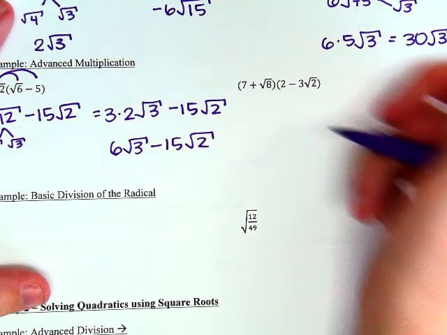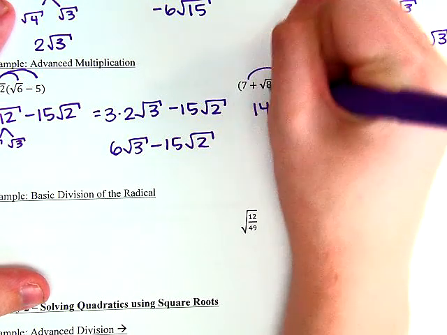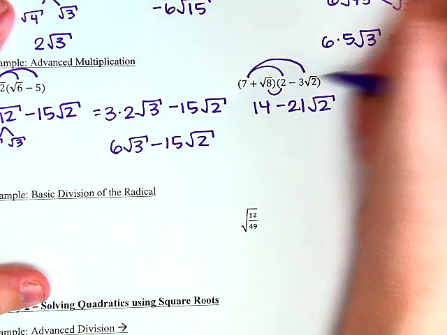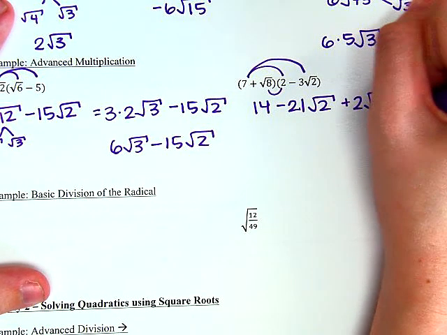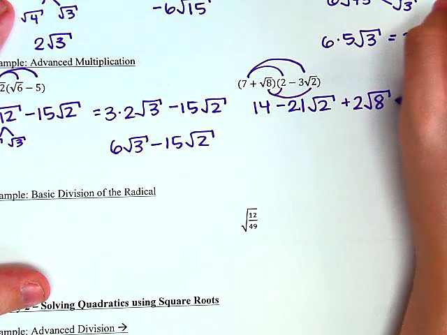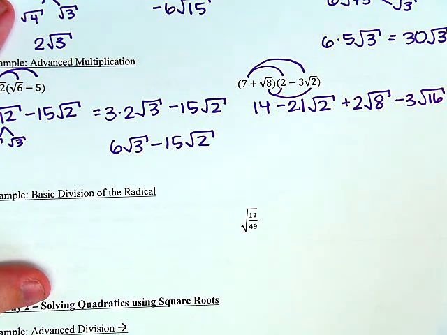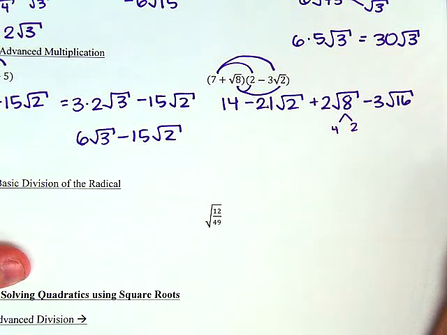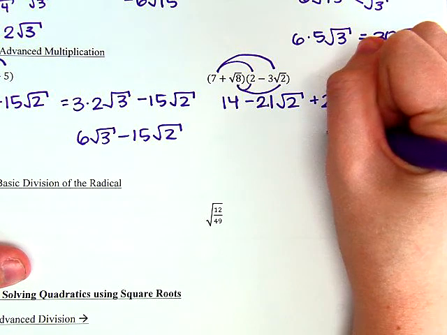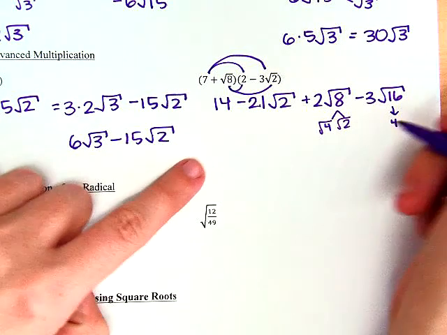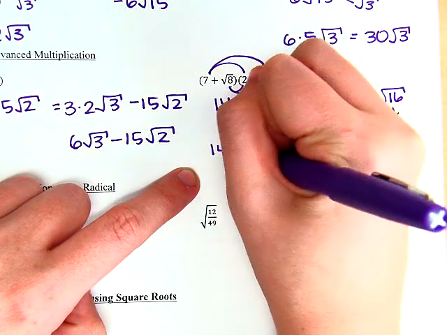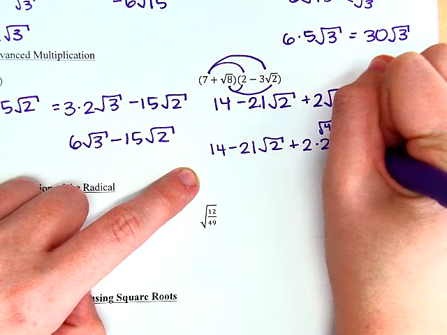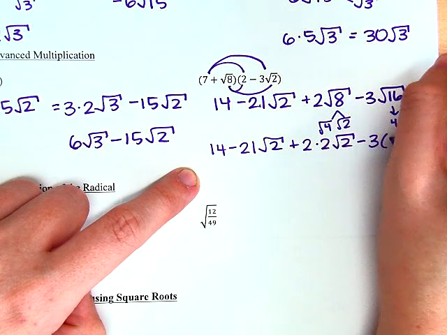And just like before, we can FOIL. So first gives me 14 outside, minus 21 square root 2 inside, plus 2 square root 8, and last minus 3 square root 16. 8 is going to be simplified down, 4 and 2. 16 just straight becomes 4. So now we got 14 minus 21 square root 2 plus 2 times 2 square root 2 minus 3 times 4.